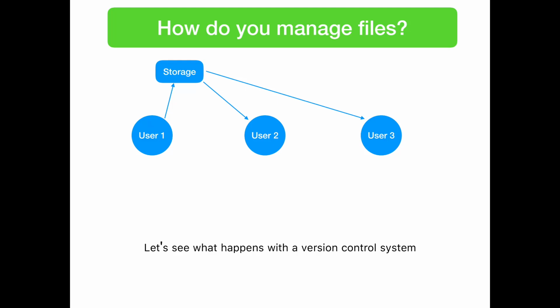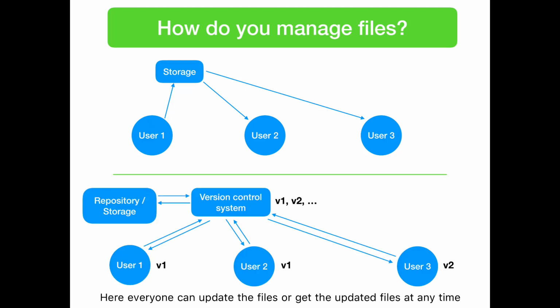Let's see what happens with the version control system. Here, everyone can update the files or get the updated files at any time. A version control system maintains all the different versions separately in the same repository. For each change, it also tracks when it was changed and who made that change. So user 1 and 2 can work on version 1 and user 3 can work on version 2 or a different feature at the same time.